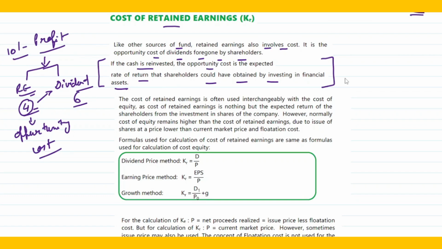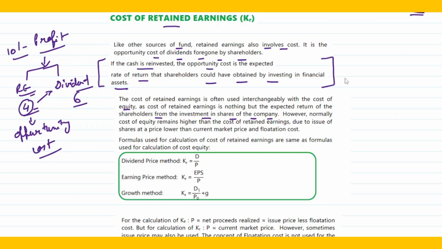Now the cost of retained earnings is often used interchangeably with the cost of equity. In the last video, we have already seen how to compute the cost of equity. If you haven't checked that video, please do that. In that, I have clearly explained how you compute the cost of equity. So the concept of cost of retained earnings and cost of equity is more or less the same. There's no difference because the cost of retained earnings is nothing but the expected rate of return of shareholders from the investment in the shares of the company. So the computation of cost of retained earnings and cost of equity share is more or less the same.